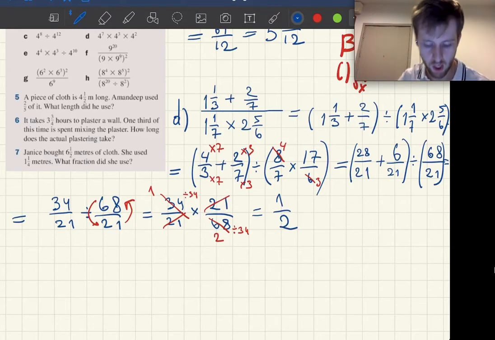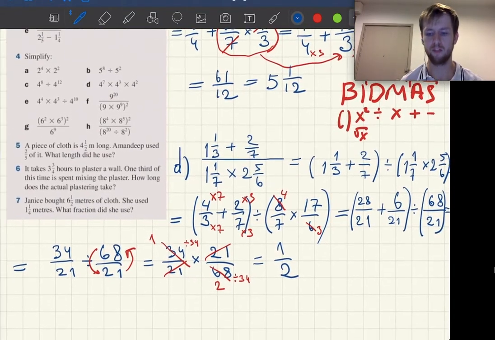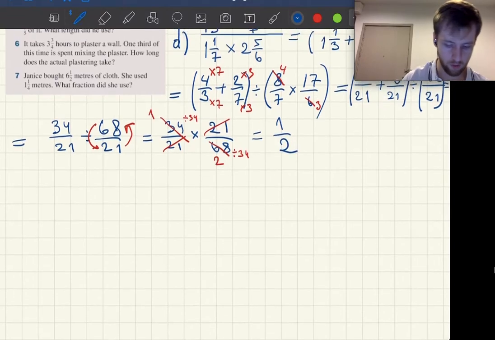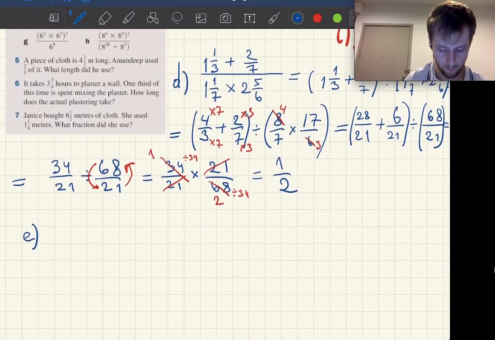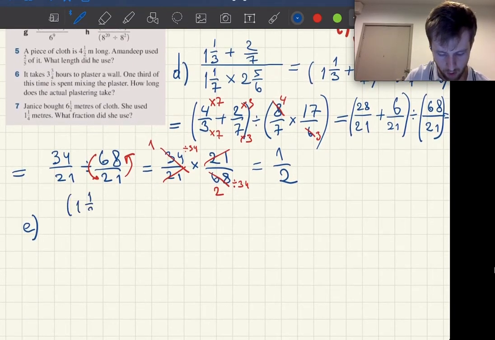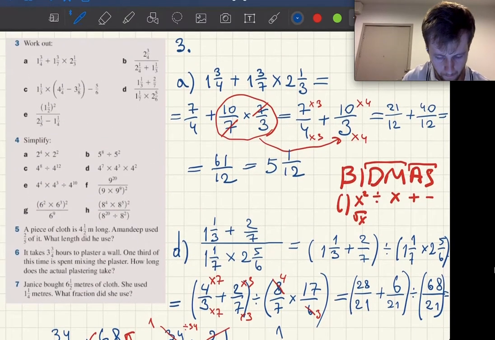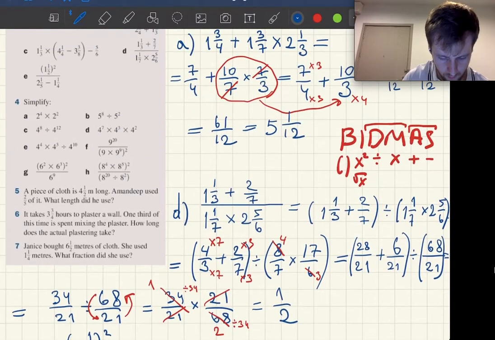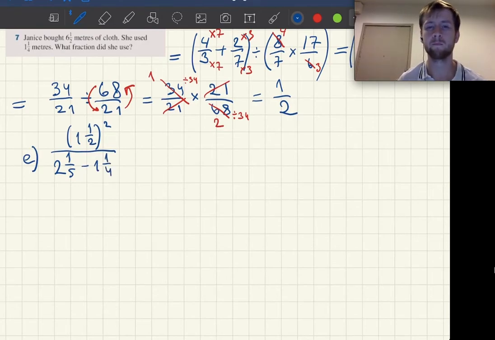That's it. Okay, so this was D, and I think should we do E? Yeah, I think let's do E, just to make sure that you guys understand. Let's do E as well. In E we have 1 and 1/2 to the power of 2 divided by 2 and 1 over 5 minus 1 and 1 over 4, like this. Okay, so let's do this.